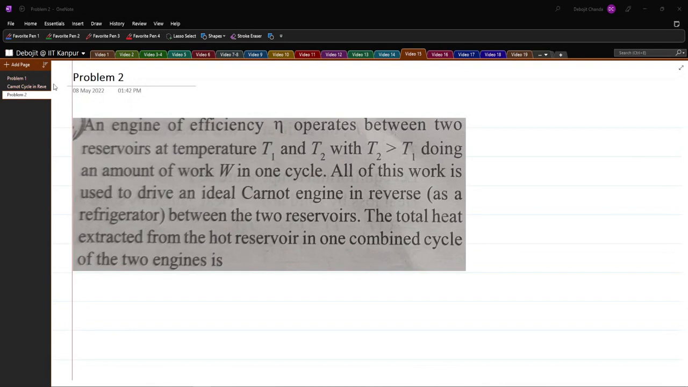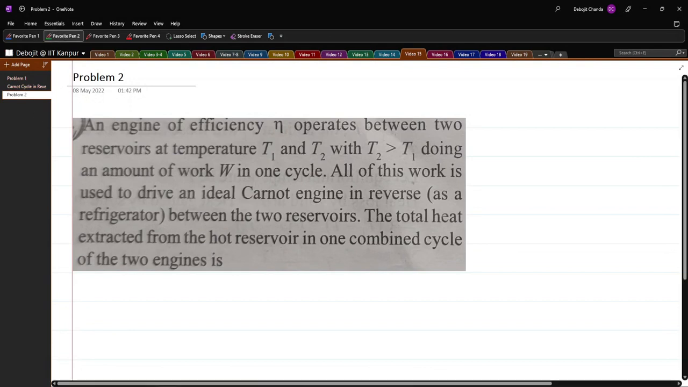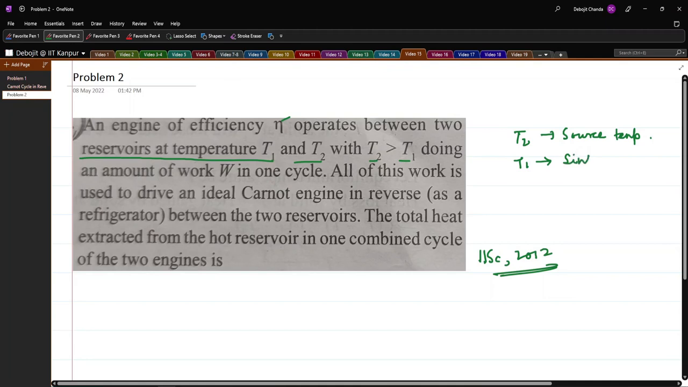Okay, so this is the second problem of today. And this problem also appeared in the IIS entrance exam of 2012. The problem states that an engine of efficiency eta operates between two reservoirs at temperatures T1 and T2, given that T2 is greater than T1, that is, T2 is the source temperature and T1 is the sink temperature, and doing an amount of work W in one cycle.